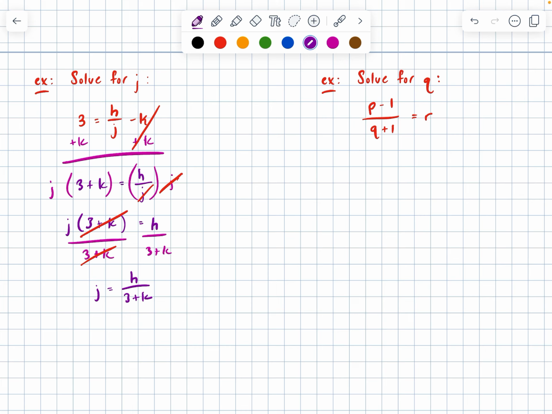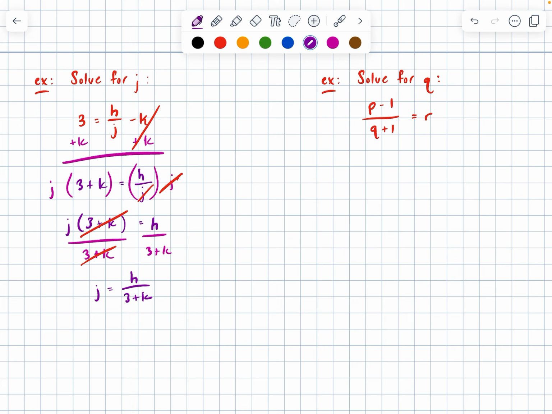Again, pause, take a second. What's the difference here about where this q lives in the denominator? Talk to yourself. Talk to your family members. I don't know. Talk to the wall. Talk to the voices in your head. What's different? 5, 4, 3, 2, 1.